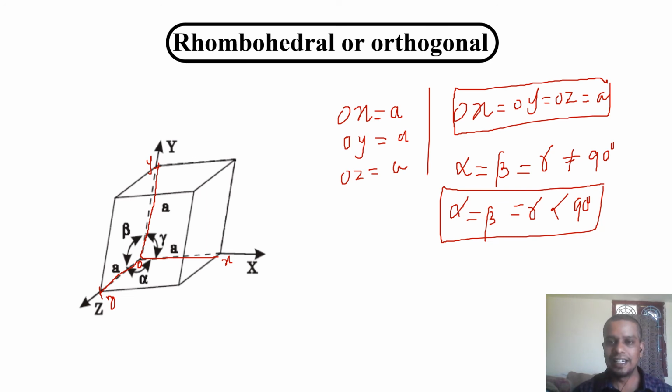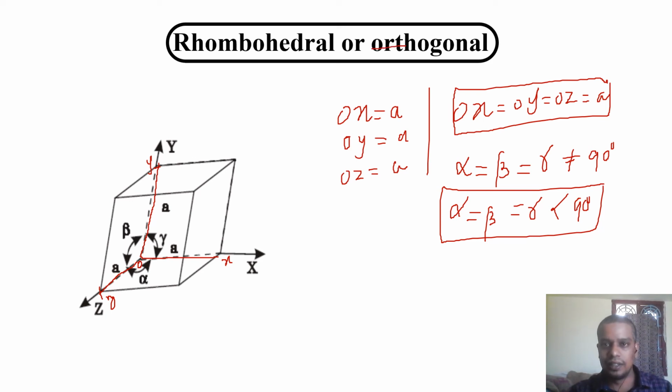Hence the six lattice parameters for the rhombohedral: the three axial lengths OX, OY, OZ are equal to some lattice parameter A. The three angles are also equal to each other, but they are not equal to 90 degrees, they are less than 90 degrees. If they are equal to 90 degrees, then that belongs to the cubical system. If they are not equal to 90, less than 90, we can call it a rhombohedral crystal system. Actually here, rhombohedral or trigonal, it's not orthogonal, sorry.